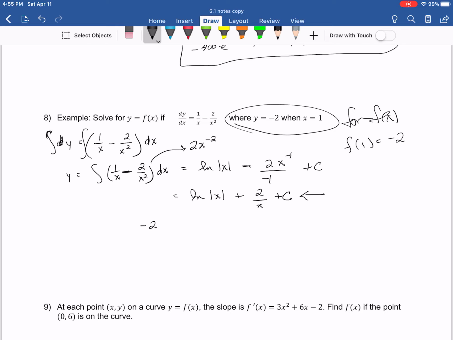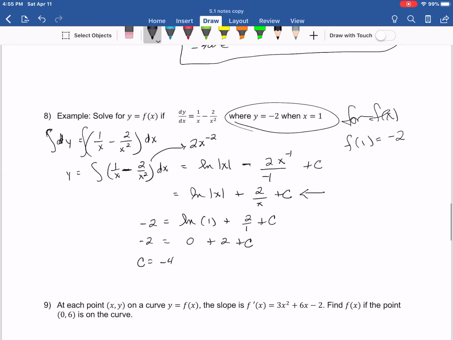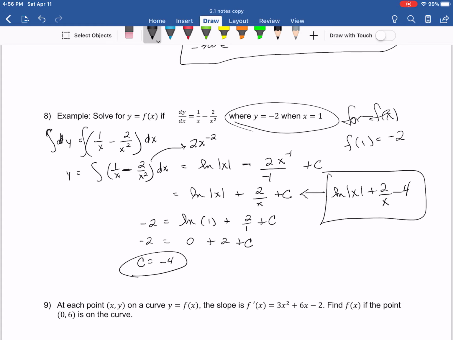So we have negative 2 equals, put 1 in for the x, natural log of 1 plus 2 over 1 plus c, right? And so natural log of 1, if you need to use a calculator, you can, but you're going to get 0. And we're going to solve for c. We subtract 2, we get c equals negative 4. And this now is going to allow you to replace the general constant c with what it's supposed to equal. So we are going to subtract 4, and that will give you your exact answer.